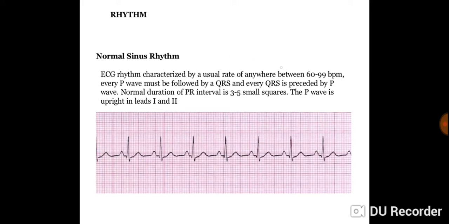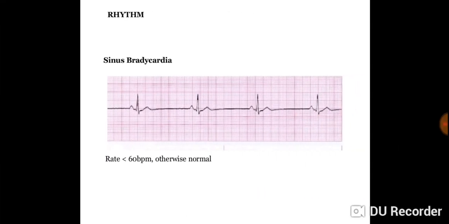Usually a normal sinus rhythm is 60 to 99 beats per minute. Every P wave is followed by a QRS complex. Every QRS is preceded by a P wave. Normal duration of the PR interval is 3 to 5 small squares. The P wave is upright in lead 1 and 2. So you see every P is followed by QRS. The duration is proper and it's upright in 1 and 2.